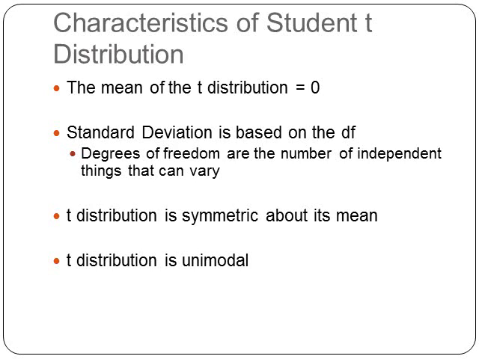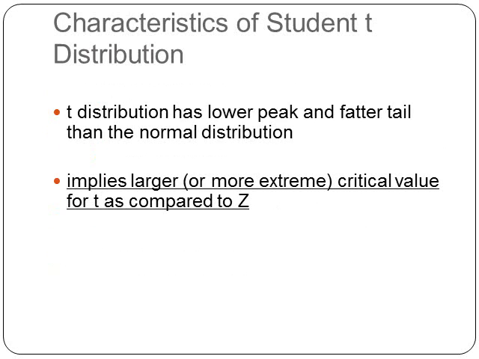The t-distribution is symmetrical, very similar to the normal distribution. It's a family of distributions. It's unimodal. It has a little bit lower peak and fatter tails than the normal distribution, so it implies a little bit larger critical values for t as compared to z.